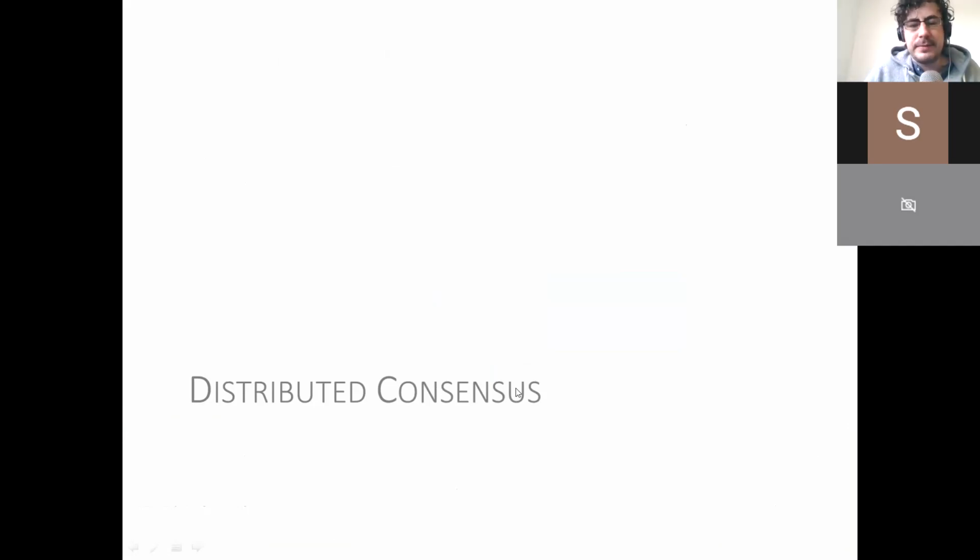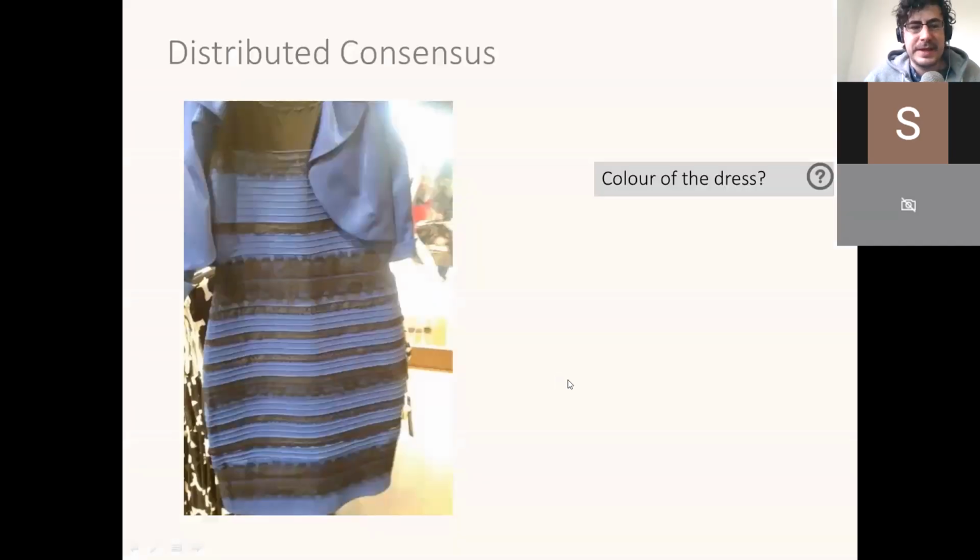We can do an example of this. There are different ways of getting multiple machines or multiple nodes to agree on a value, even if there is some disagreement between the individual nodes. So you've probably seen this dress before. What color is this dress, do you think? What color do you think the dress is?